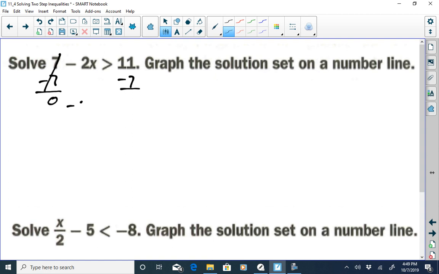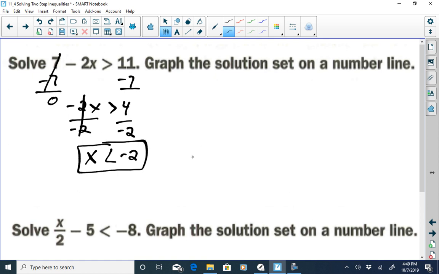Now we have negative 2x is going to be greater than 11 take away 7, which is 4. I see that negative coefficient. I want to get x by itself, so we're going to have to divide both sides of that inequality by -2. On the left side of the inequality, they're going to cancel, so we're left with x, but because I divided both sides of the inequality by a negative number, we have to reverse the inequality symbol, and 4 divided by -2 is going to be -2. So here's my solution. X has to be less than -2.